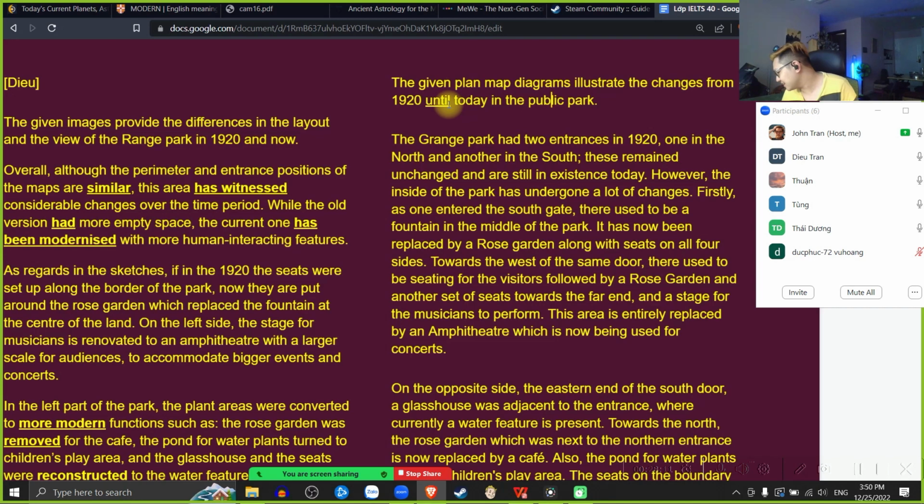And my cat's like meow meow meow. My cat. The Grange part had two entrances and I can't believe on. Now it still has two entrances? Now three entrances. Now it has three entrances. Okay.